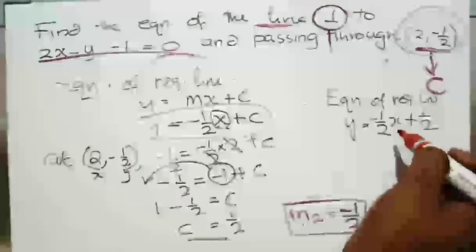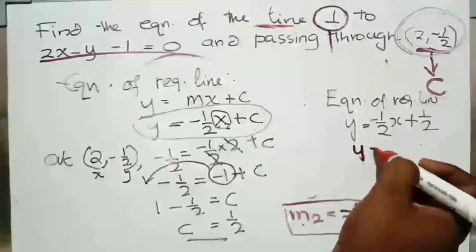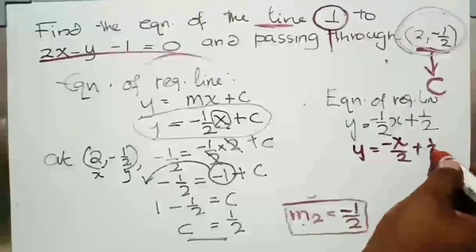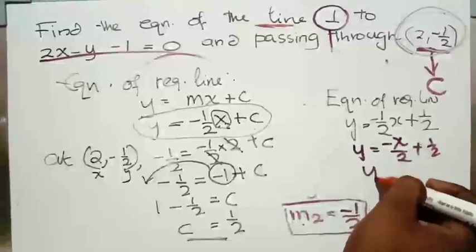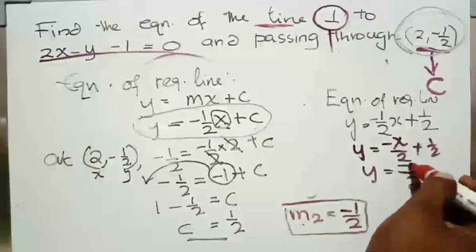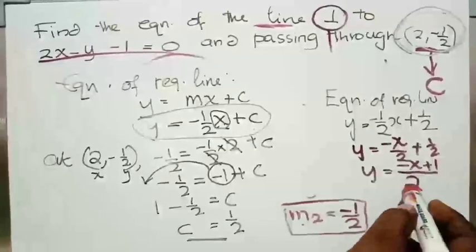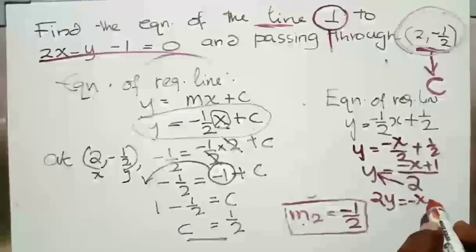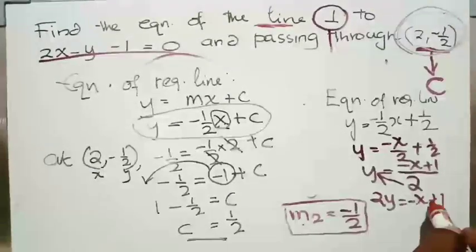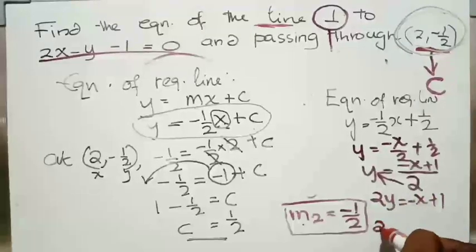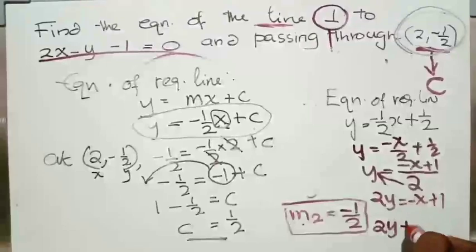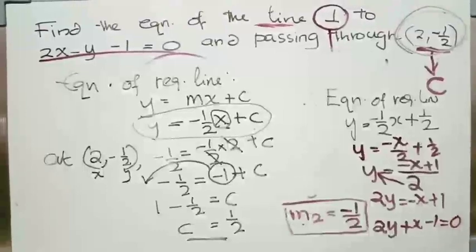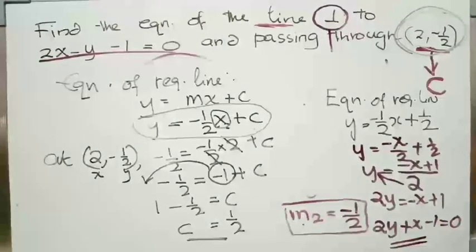You see here, on the right hand side, it is y equals minus 1 by 2 x, that means minus x by 2 plus 1 by 2. Taking the common denominator, the LCM, we get minus x plus 1. Now cross multiply this 2 here. So we get 2y equals minus x plus 1. Or if you take all the terms to this side, we get 2y plus x minus 1 is equal to 0 as the result.